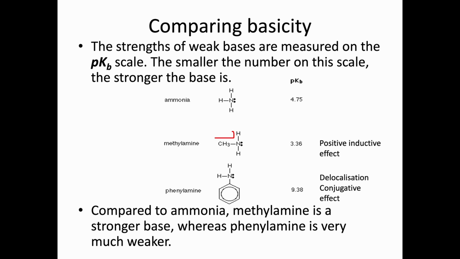And this methyl group is giving it a positive inductive effect, meaning that this methyl group here is pushing electron density onto your nitrogen region, making it more negative and more likely to attract a proton. So it's easier for your methylamine to pick up a proton and form a bond with your H, utilizing its lone pair of electrons. Your last example is your phenylamine.